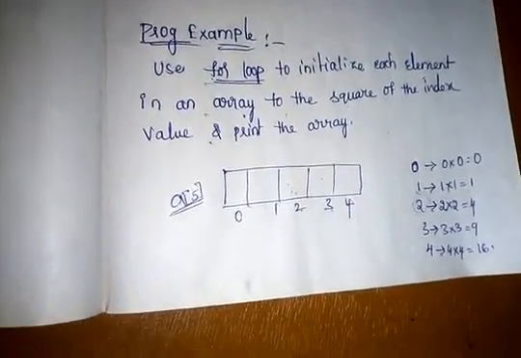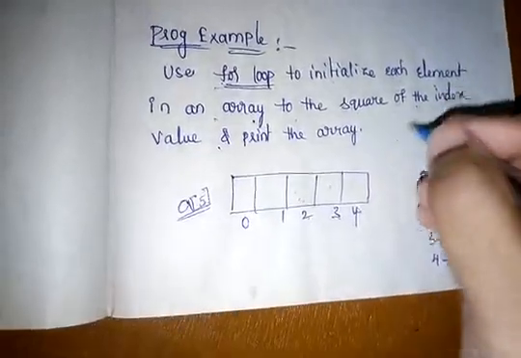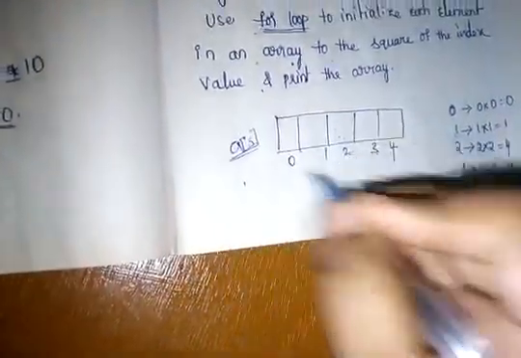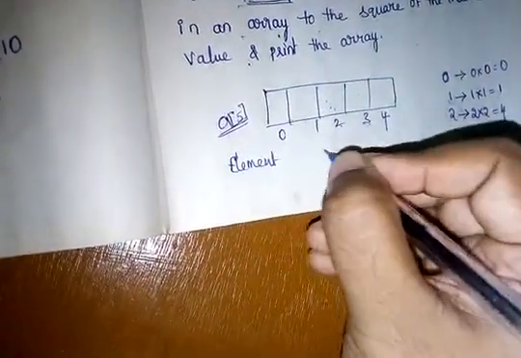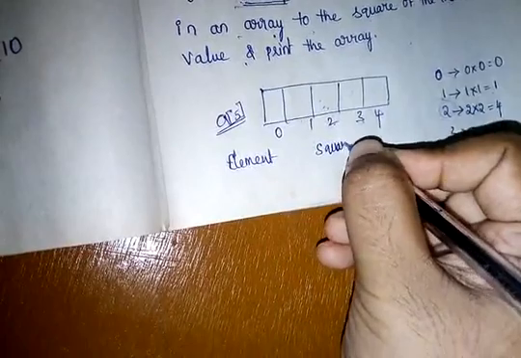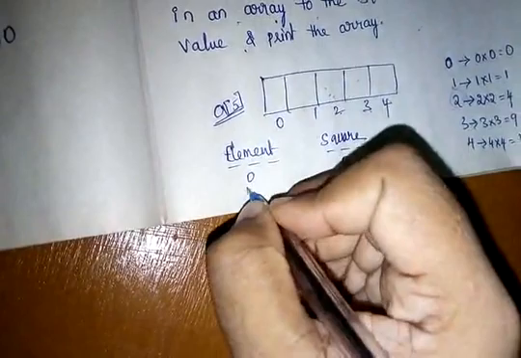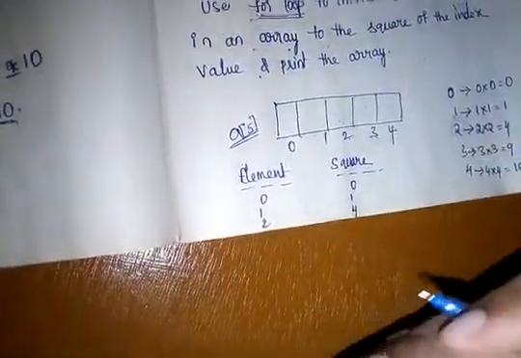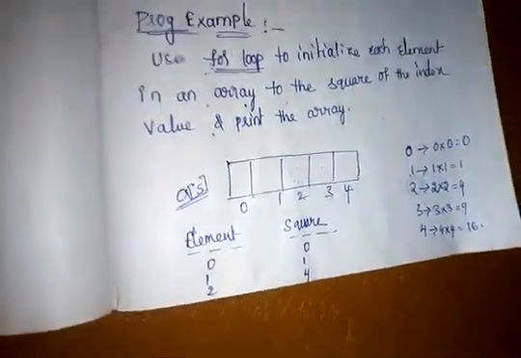So let us see how we will write a program for this question, and the final output should be something like this. You need to have element and its square. So element 0 square 0, element 1 square 1, element 2 square 4. Likewise element 3 square 9. Likewise, in order, you need to print the output. So let us see how to write a program for this question.